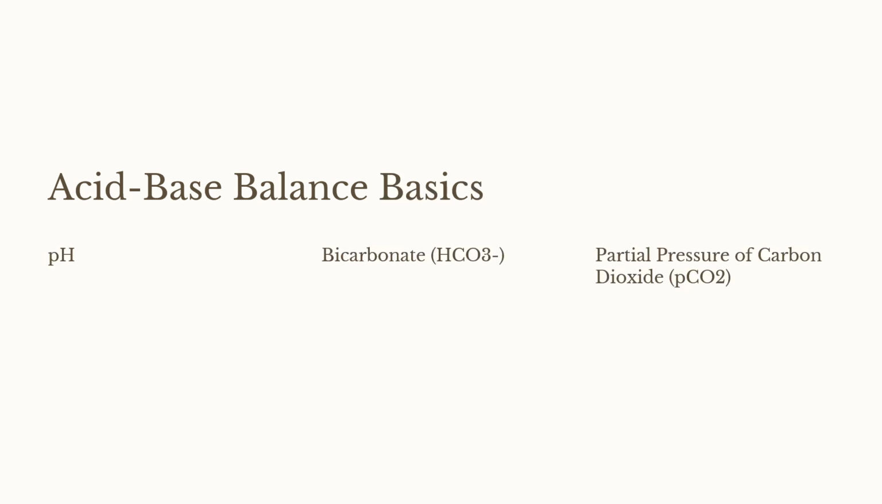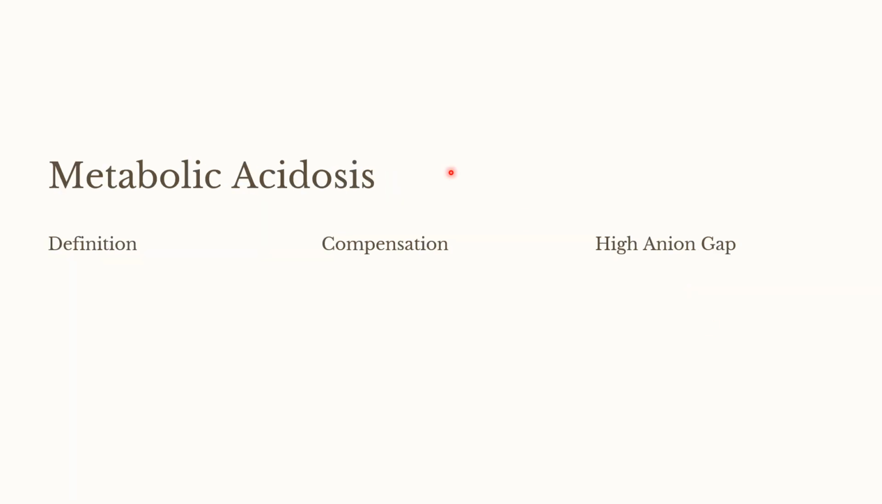Acid base balance. First you should know the basics, that is what is the normal pH. The normal pH is always 7.35 to 7.45. What is the normal bicarbonate level? The normal bicarbonate is 22 to 28 milliequivalents per liter. The normal PCO2 is 33 to 44 millimeter mercury.